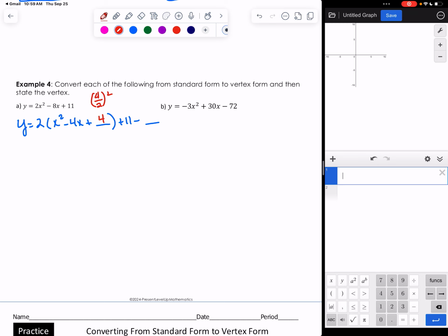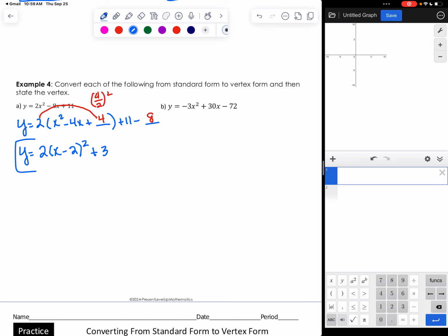Now be very careful. You are not subtracting 4 from the 11 because we have a 2 on the outside of our parentheses. So 2 times 4 is 8. So what we're subtracting here is 8. All right. Now I'll write this in factored form. 2 parenthesis x minus 2 parenthesis squared, and 11 minus 8 is positive 3.